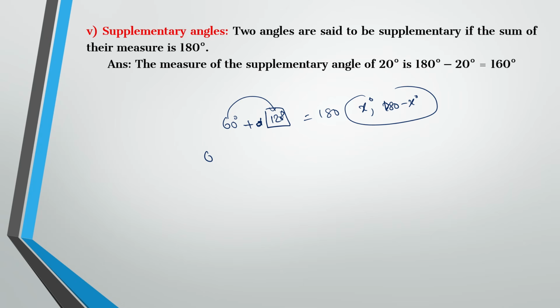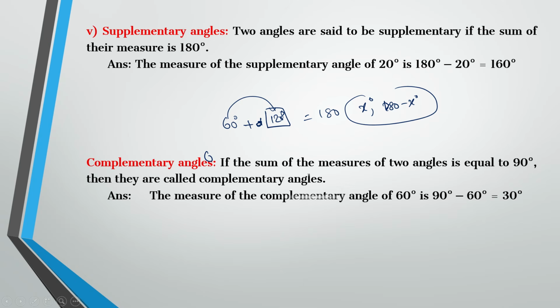And next concept, that is about complementary angles. Complementary angles means what? If the sum of the measures of two angles is equal to 90 degrees, then those two angles are called complementary angles. For example, take 60 degrees. What should be added to 60 to get 90? That is 30. So 60 degrees and 30 degrees are complementary angles to each other.